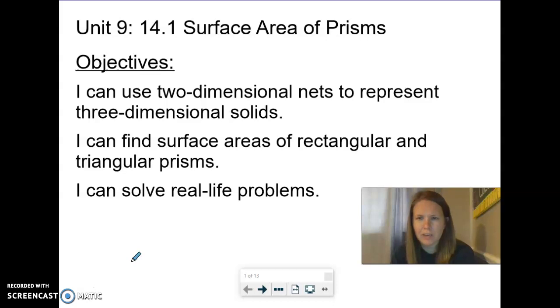We'll continue looking at nets, and I'll show you a picture of what nets look like as we go through. The next one is I can find surface areas of rectangular and triangular prisms. So we're talking about prisms today. And our last one is I can solve real-life problems.